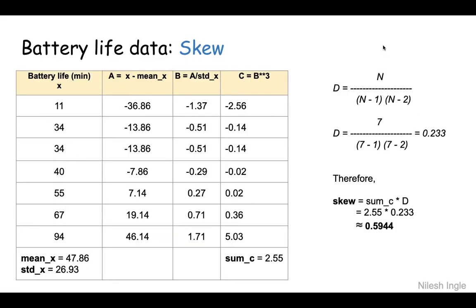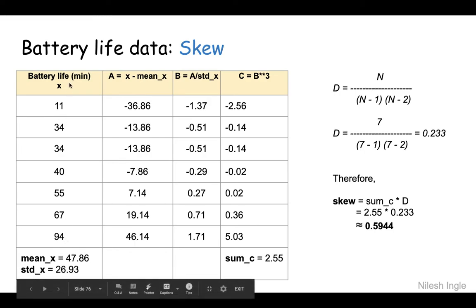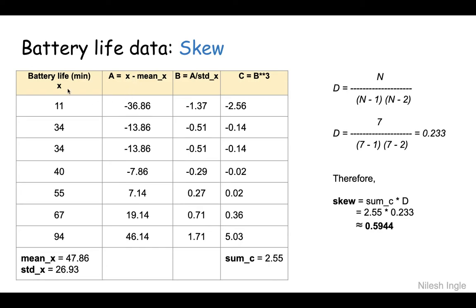Now to calculate skew, we are going to use the same data set that we had earlier. We have these 7 data points. We calculate the mean and standard deviation. Then, as shown in these two columns, we calculate the difference between the battery life observation and the mean.